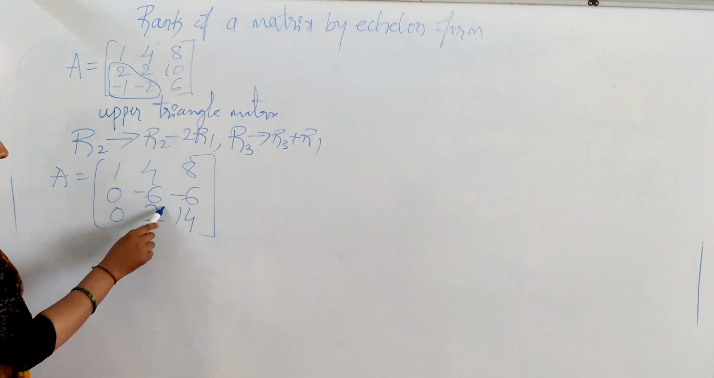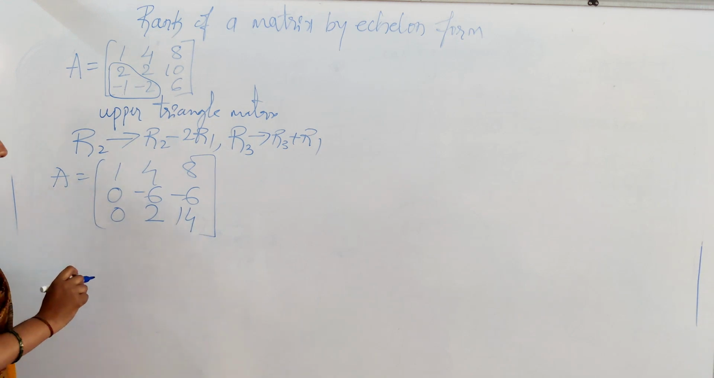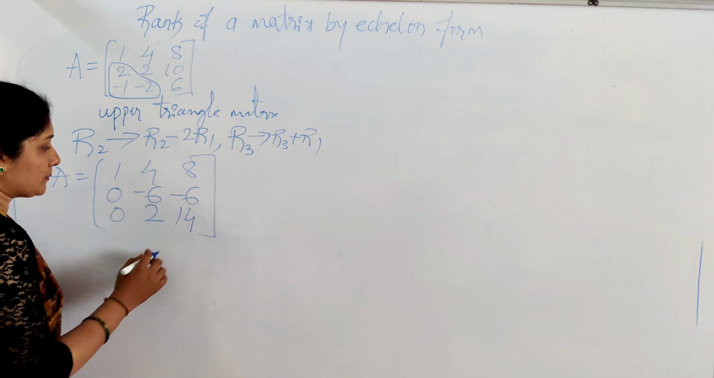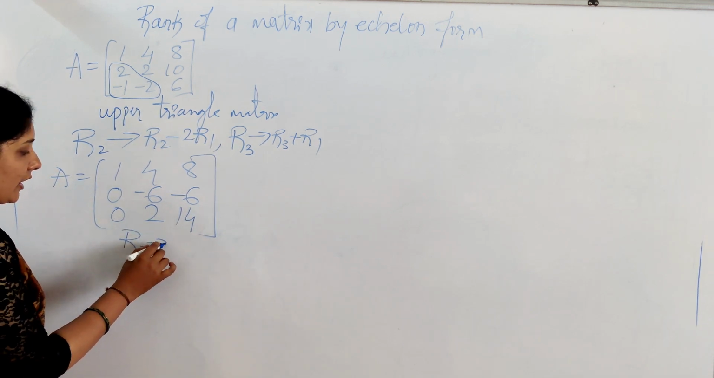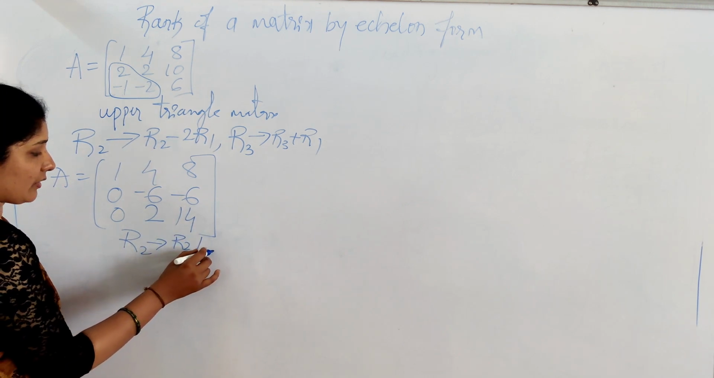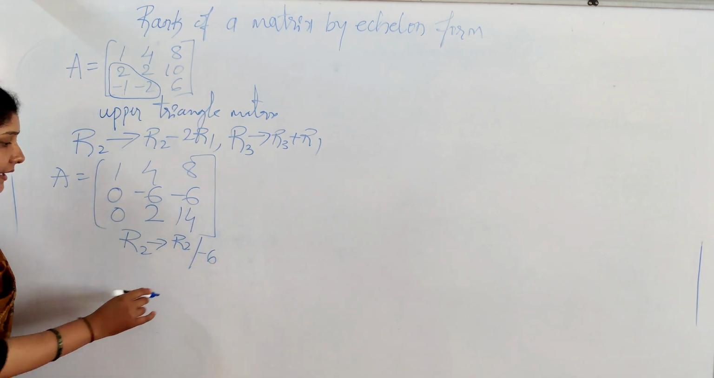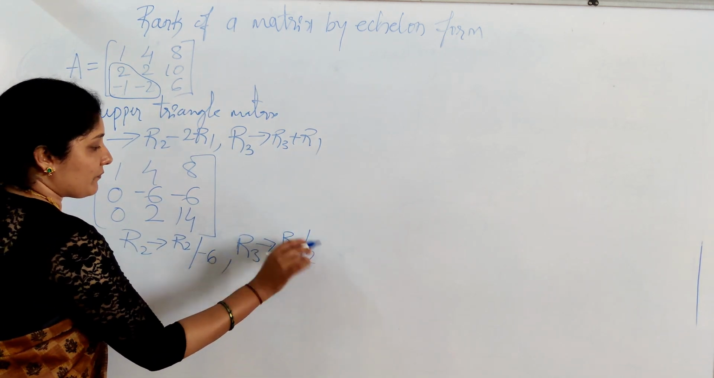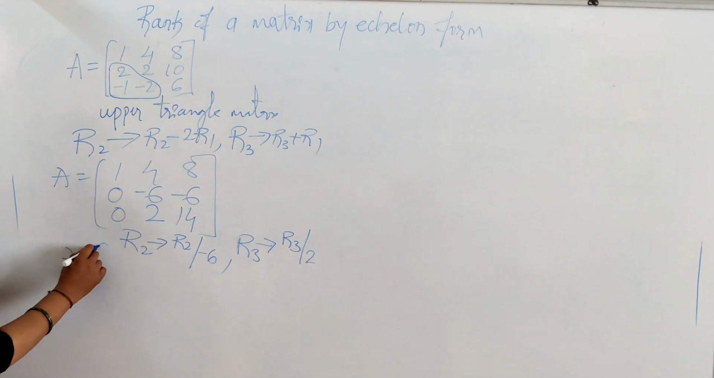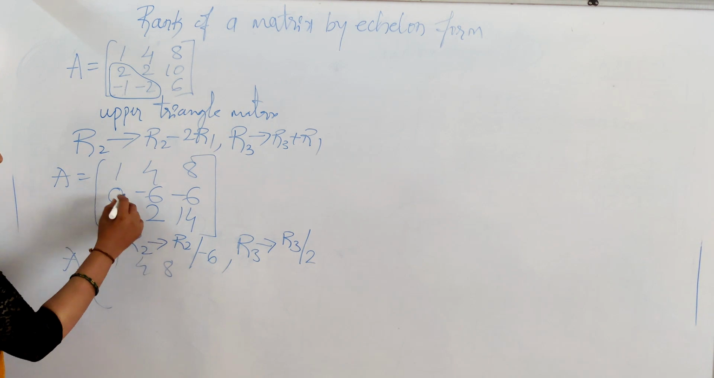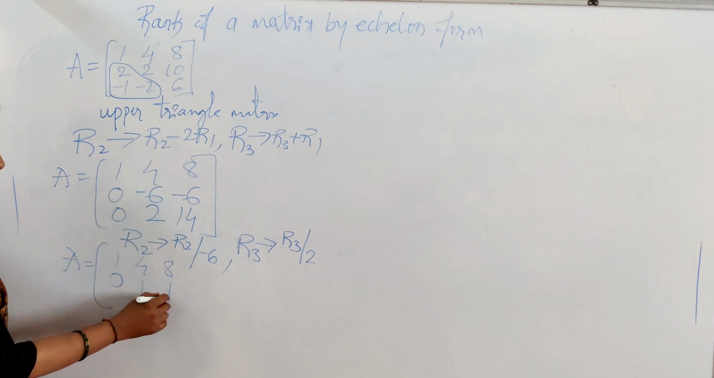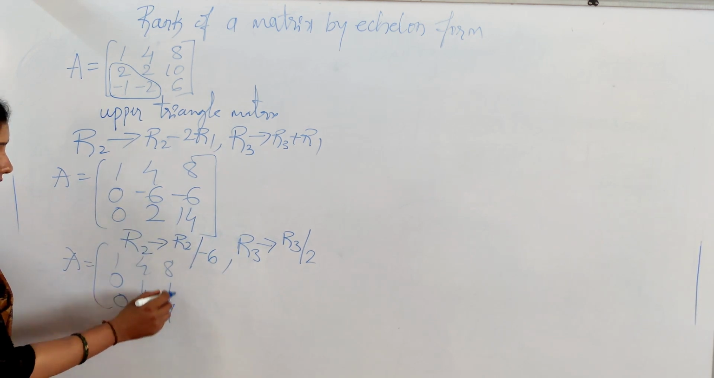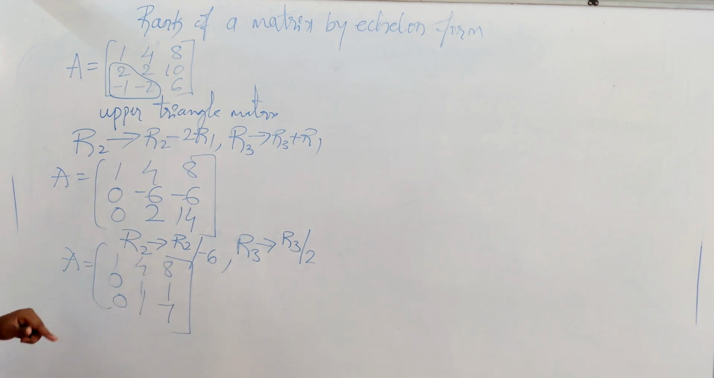Now, this has to be 0. So, how to make it? See here, in order to make it very simple, I will divide R2 by 6, or you can divide it by minus 6 also. Next, R3 I will divide by 2. Now, what it becomes? 1, 4, 8, then 0, 1, 1. Divided by minus 6 means 1. Next, 1, and this is 7. So we got it in the simple form.